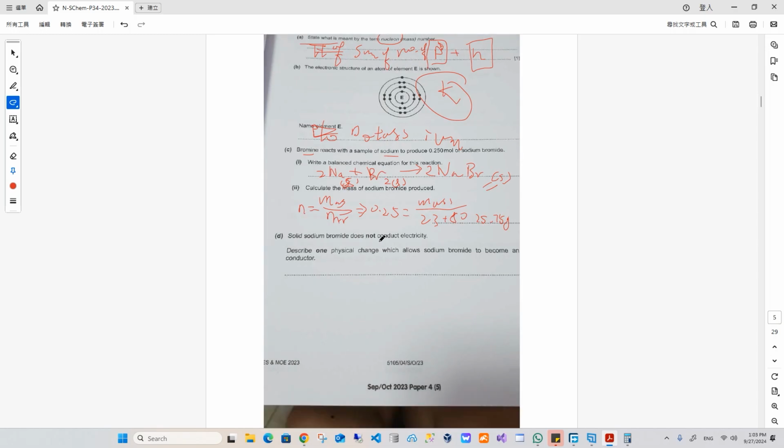Solid sodium bromide does not conduct electricity. Describe one physical change when allowing sodium bromide to become a conductor. Okay, physical change which allows sodium bromide. So this is an ionic compound. Ionic compound does not conduct electricity in solid state.